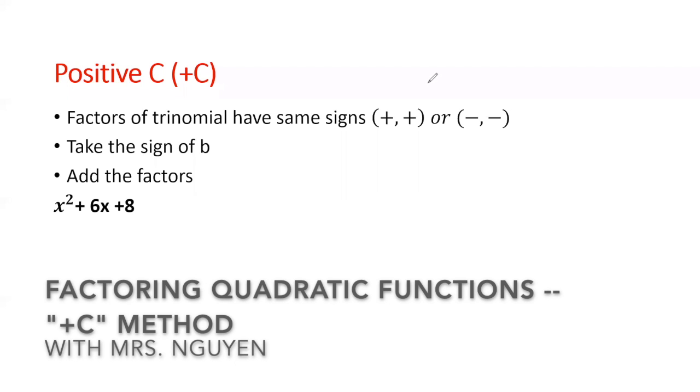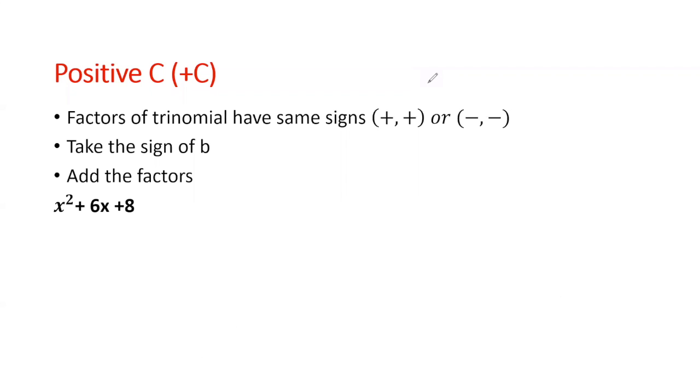Hello guys, today I will show you how to factor a trinomial with positive c, or factoring a quadratic with positive c. So look at this problem, x squared plus 6x plus 8. I will identify a, b, and c. So a is the number right in front of x squared, which is 1. B is 6, the number right in front of x, and c is the number by itself, positive 8.